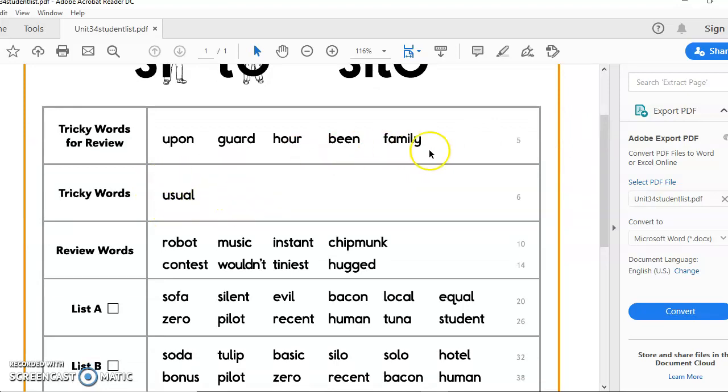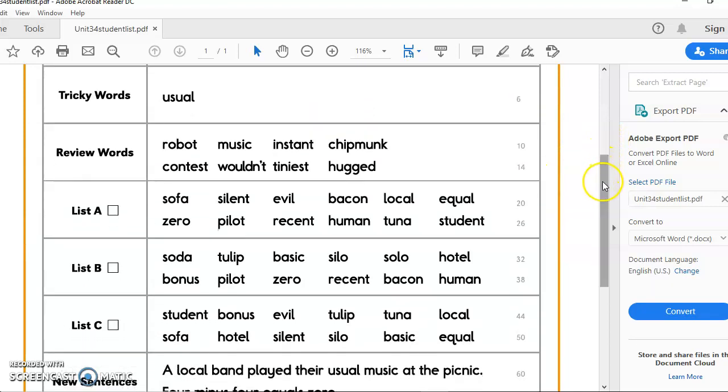Usual has 3 syllables, and they don't follow our usual rules. All right, let's go through review words. Robot, music, instant, chipmunk, contest, wouldn't, tiniest, hugged. List A: sofa, silent, evil, bacon, local, equal, zero, pilot, recent, human, tuna.